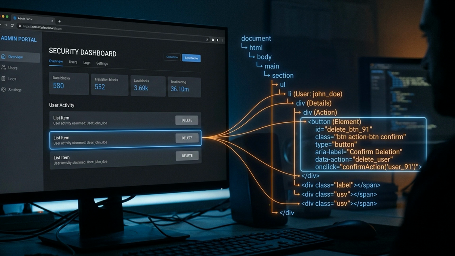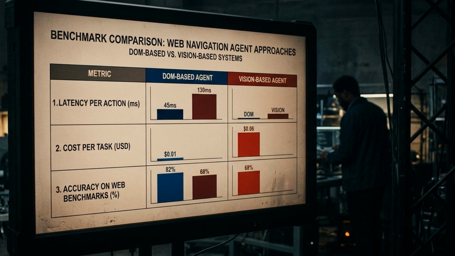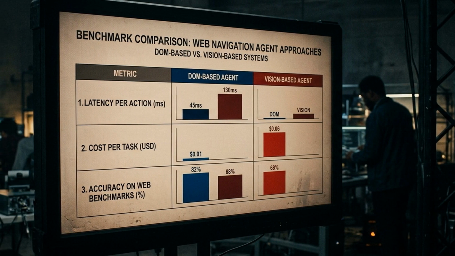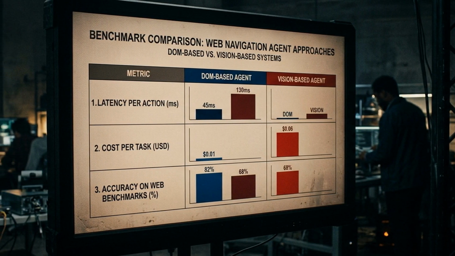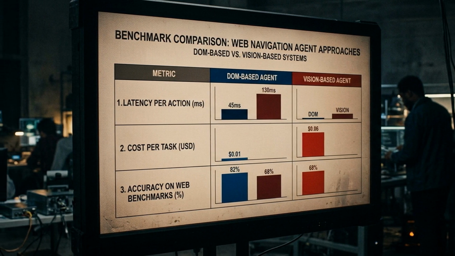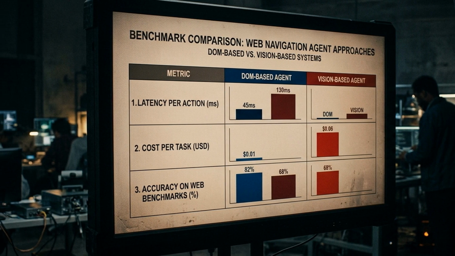The performance gap is not marginal. DOM operations execute in milliseconds. A vision-based agent might spend 1 to 3 seconds per action just on the inference call alone, before any network latency. Multiply that across a 50-step workflow, filling forms, navigating menus, extracting data, and you're looking at minutes of difference.